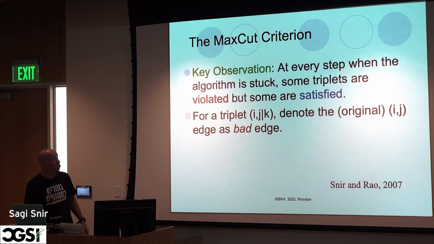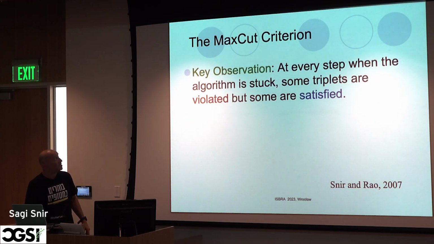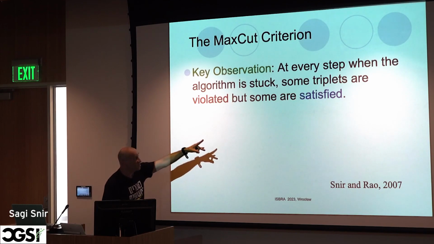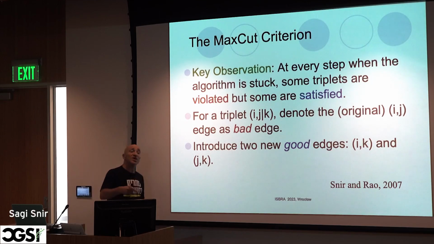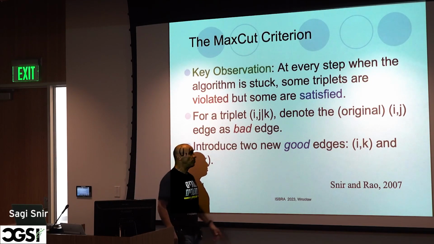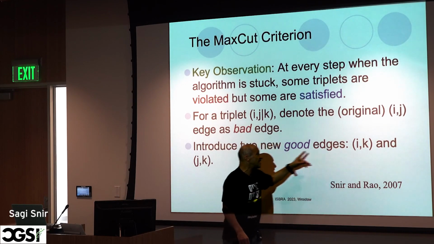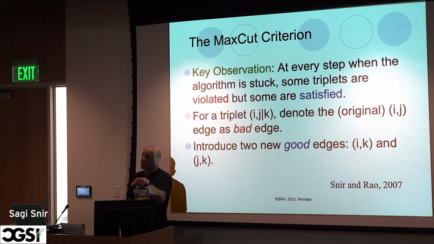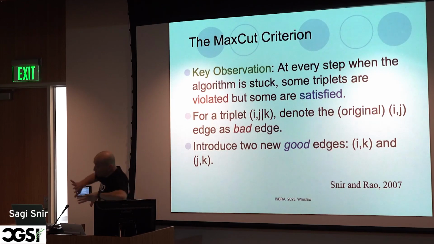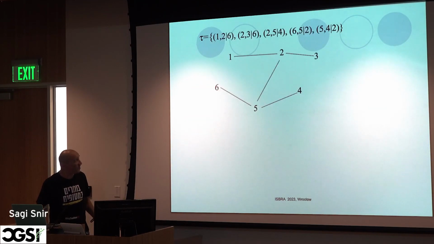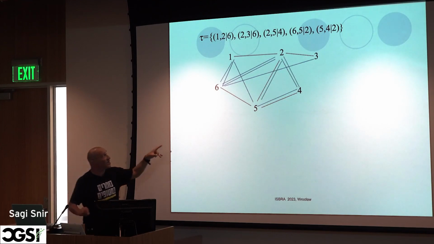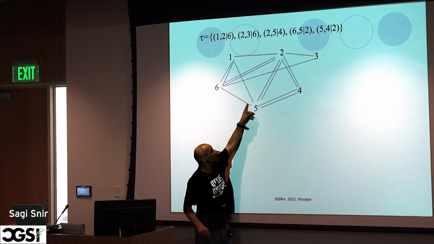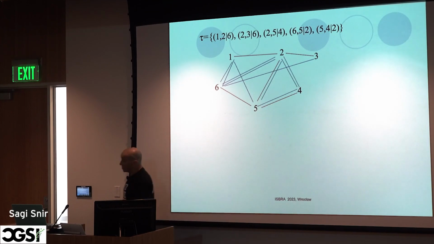And let's color them with red. But some are satisfied. Now introduce more information into the problem, with these good edges of ik and jk. These edges we do want to cut and separate, because the key observation is, let's look at it later. So these are the new good edges and the bad edges. So we added the good edges to the bad edges, the red edges.